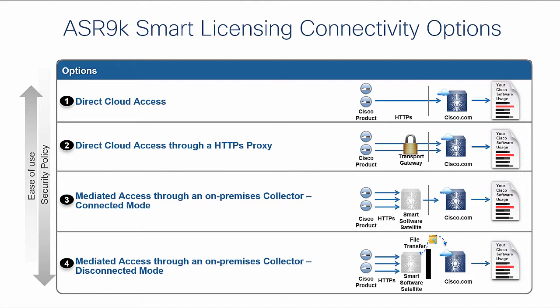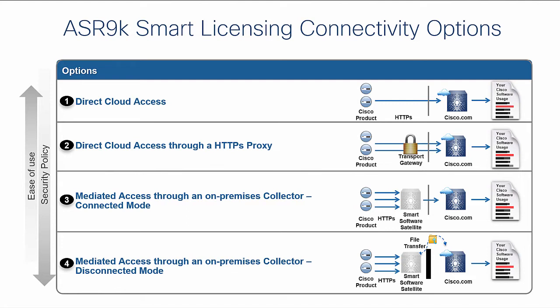Option 2 is basically the same as option 1, but you have an HTTP proxy in between. But the interesting thing is then option 3 and option 4. What you can see in option 3 and option 4 is that the routers from the customer network no longer talk to Cisco.com. They will only talk to the smart licensing satellite, or the on-prem satellite server, which the customer is installing in his network.